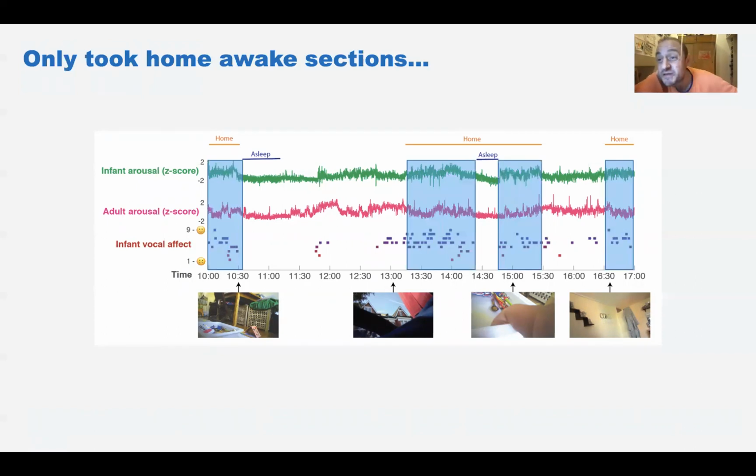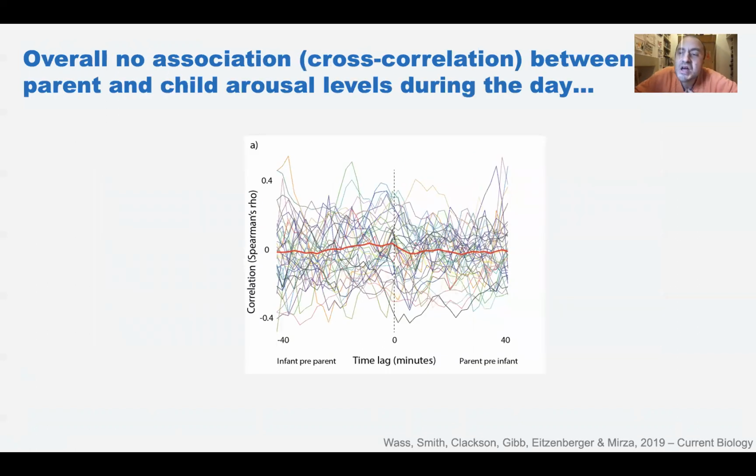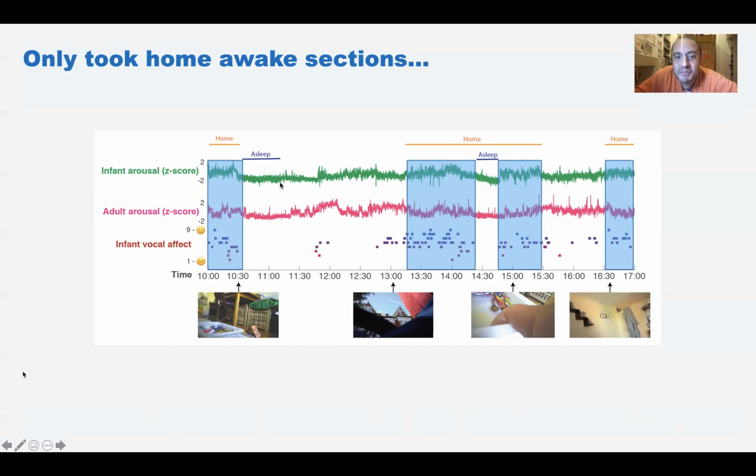For practical reasons, we only took the sections of the data when the dyad were at home and the baby was awake. When the baby was out and about, we found that they were strapped into buggies and prams a lot, which strongly affected their physiological data. So we just took the home awake sections for these analyses. When we look overall at times of the day when the baby's arousal is high, is the caregiver's arousal also high?